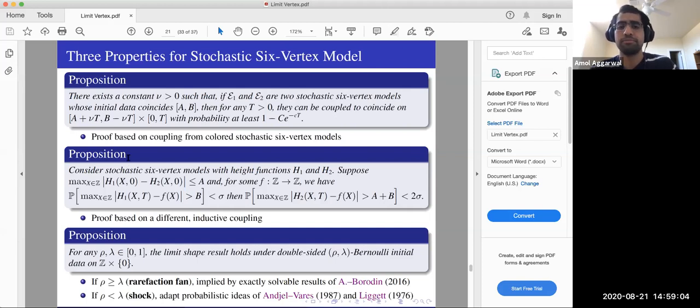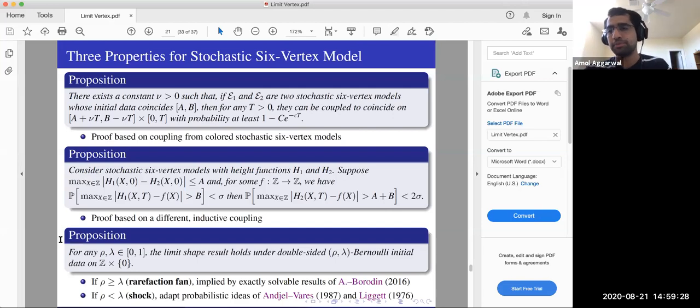So you have to cook up a different, somewhat implicit and ad hoc coupling to prove this proposition. And the third statement is the coincidence of the Riemann profiles. Right, so the statement is that for any rho and lambda, the limit shape result holds if I take a double-sided Bernoulli profile. Now, not on the quadrant, but on Z.